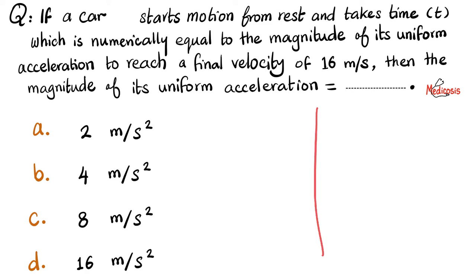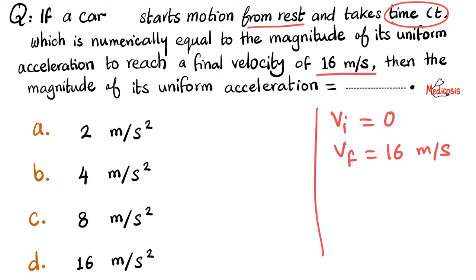So first, let's set up a chart to see what we have. What do we know here? We know that it started from rest, so v initial has to be 0. And what's the final velocity? It's here, 16 meters per second. Okay, do I know anything else? Well, I know that time equals the magnitude of the acceleration. Since they are starting from rest, it means that this has to be a positive number. Okay, so the t equals the a, all right? So we know the a equals t.